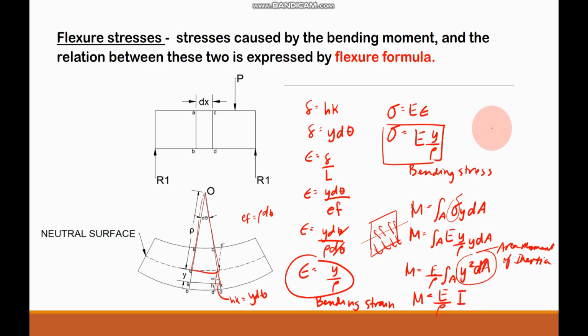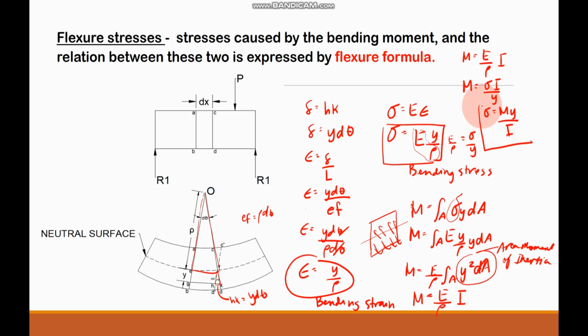So let us continue here. Considering the bending stress, on which the modulus of elasticity over ρ is equal to stress all over y, if I substitute this formula at this part, we have now moment equal to stress multiplied by the moment of inertia all over y. Therefore, our stress is now equal to moment multiplied by y all over I. So this is what we call the flexure formula.